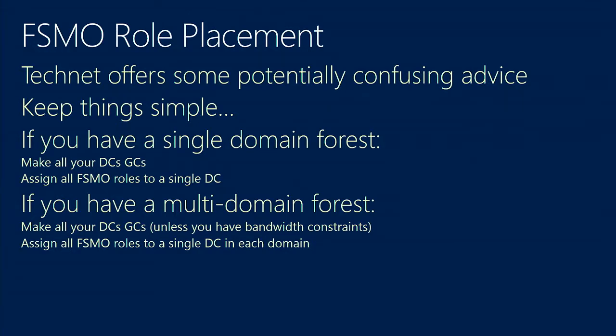For multi-domain forests, what I would say is pretty much do the same if you can. You might have some bandwidth constraints that mean you don't want to make all of your DCs GCs. But as I say, generally speaking, around New Zealand, we've got good connectivity. I would say just make all of your DCs in the forest GCs if you can. Then you don't have the issue with the infrastructure master role. You can put the two forest-wide roles, the schema master and the domain naming master, on a DC in the root, add all the other three roles for the root domain onto that DC, and then in your child domains, you have the three domain-specific roles on one DC in each of those domains.